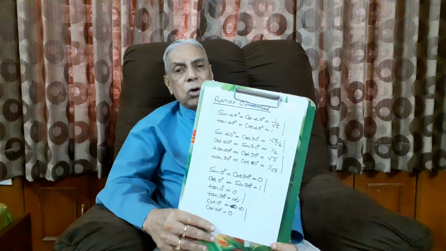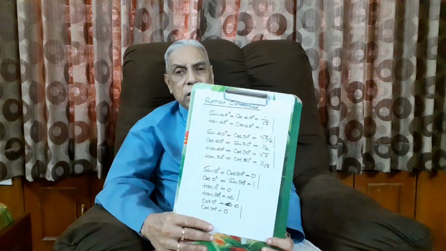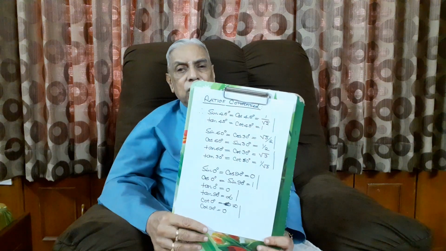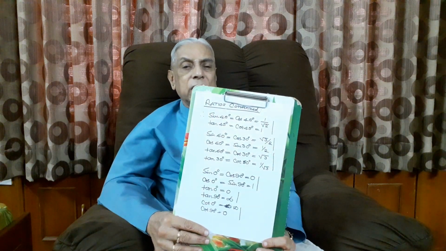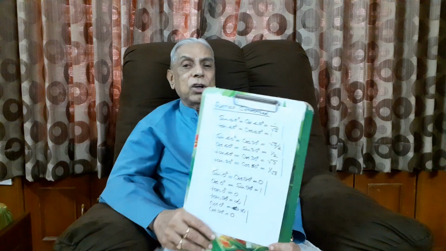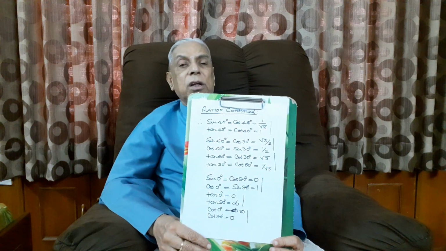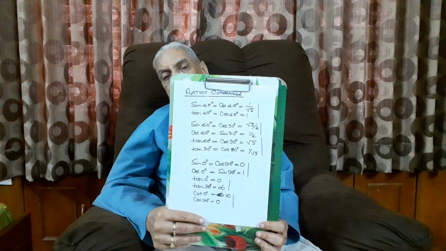And then I shall take up cot 60. Cot 60 is equal to 1/√3. Tan 30 is also 1/√3. Therefore cot 60 is equal to tan 30, which is 1/√3. I hope you understood. Tan 30 is 1/√3 and cot 60 is 1/√3, so equate them.